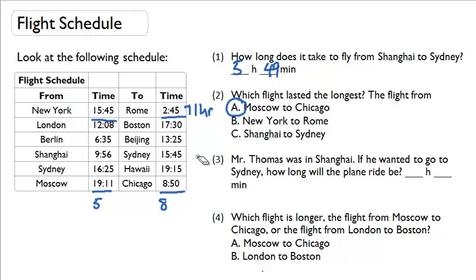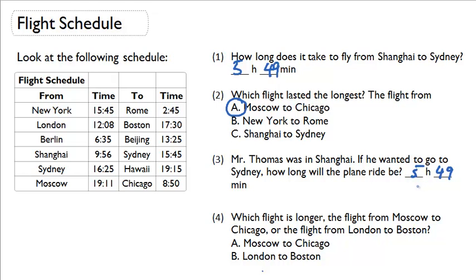Now, Mr. Thomas was in Shanghai. If he wanted to go to Sydney, how long would the plane ride be? So, that's the same problem as number one. So it'd be 5 hours and 49 minutes because he wants to go from Shanghai to Sydney.